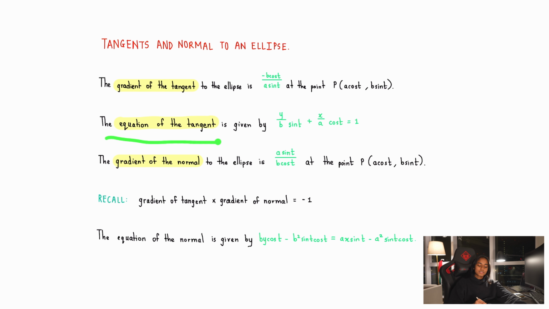The equation of the tangent is given by y over b sine t plus x over a cos t is equal to 1. The gradient of the normal to the ellipse is a sine t over b cos t at the point P, which is a cos t, b sine t. We have to recall that the gradient of the tangent multiplied by the gradient of the normal is equal to -1. And the equation of the normal is given by, I'm not going to try to read this out, but you all take note of it in your minds and your books, okay?